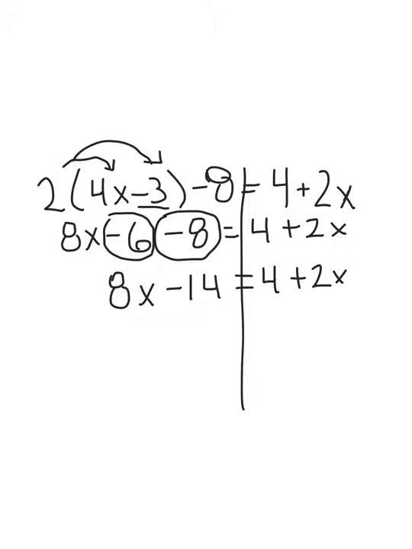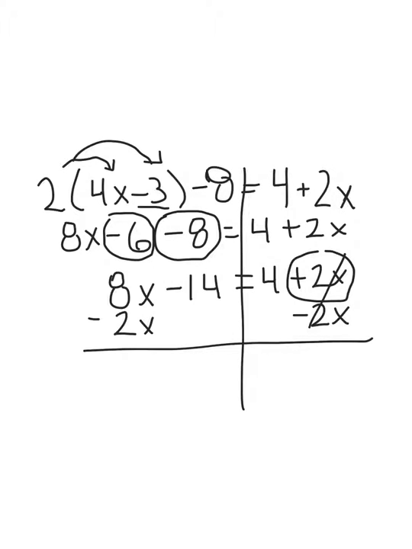Okay, back to moving my variable terms to one side by doing the opposite, since we are moving to the opposite side. 8x minus 2x makes 6x minus 14 equals 4.